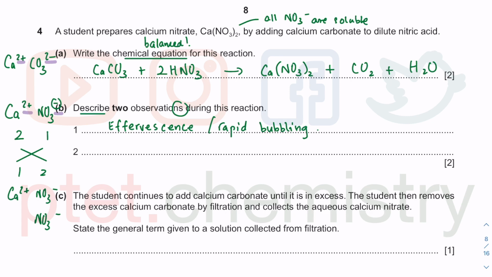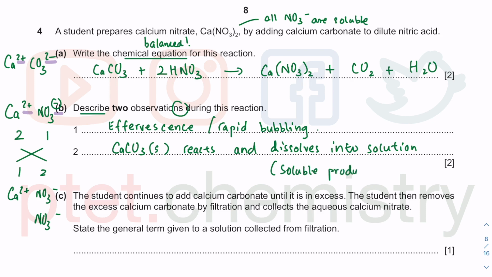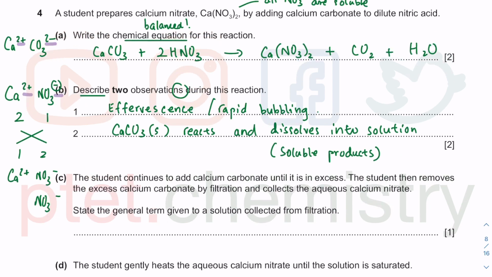What else do we see? We will see the calcium carbonate dissolve into the solution as calcium nitrate is soluble there. So the calcium carbonate solid reacts, and as it reacts, it will get smaller in size. It dissolves into the solution because the product is soluble. So this is about the soluble product. This has got nothing to do with the solubility of carbonate, because group 2 carbonates, like a lot of carbonates, are actually insoluble in water there.